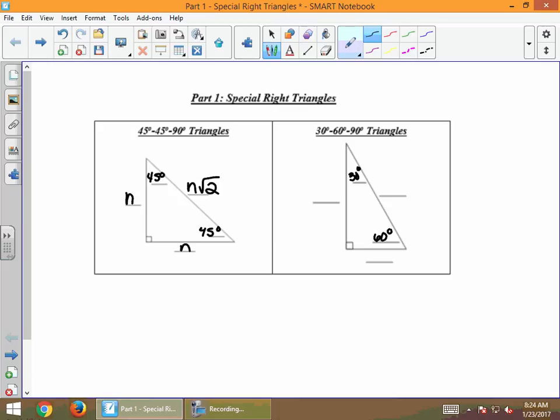The side across from the 30, so if you go to the 30-degree angle, put your pencil on it and drag it across, that's kind of your main side. That's just going to be a number.